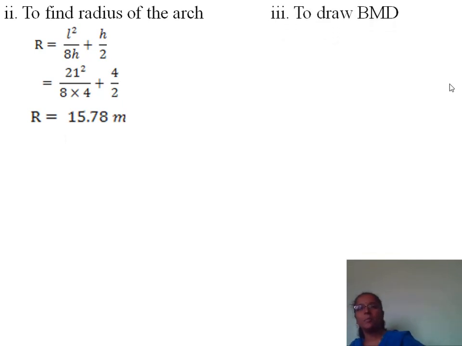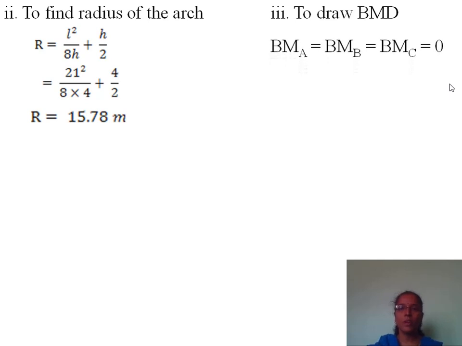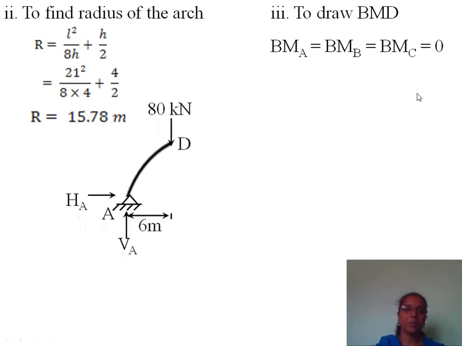The next step is to draw the bending moment diagram. To draw it, we know that bending moment at the hinge points is 0. So bending moment at A, B and C are equal to 0. Next is to calculate bending moment at D, the point where the point load is acting. Let us consider up to that section.